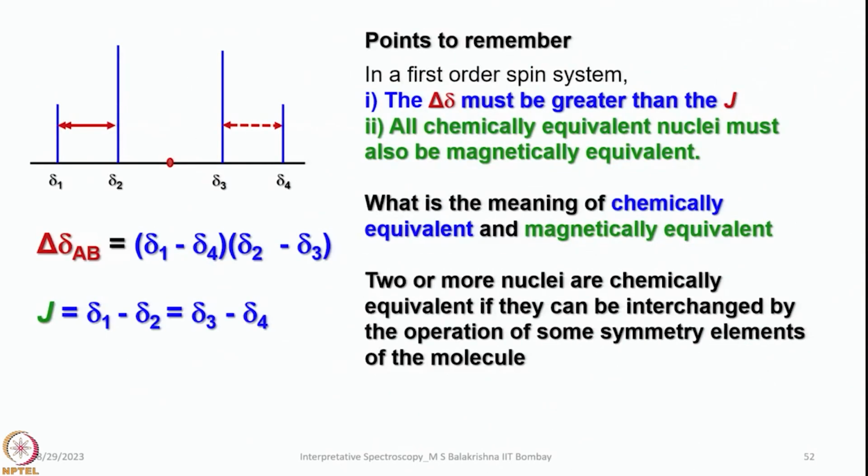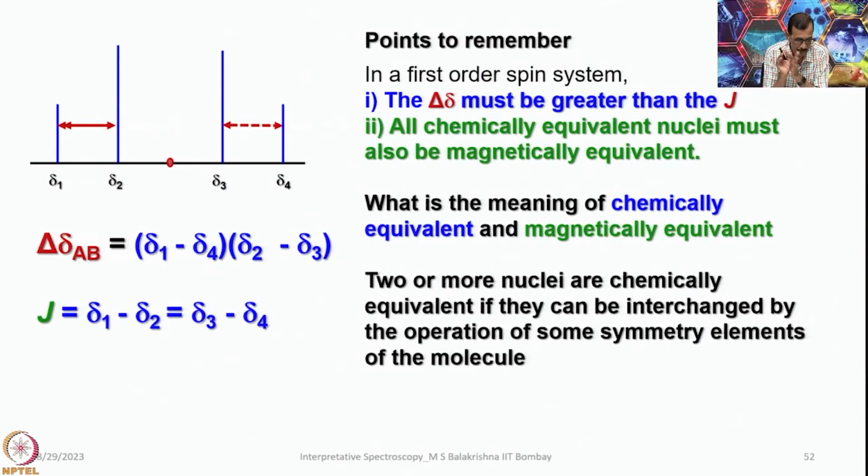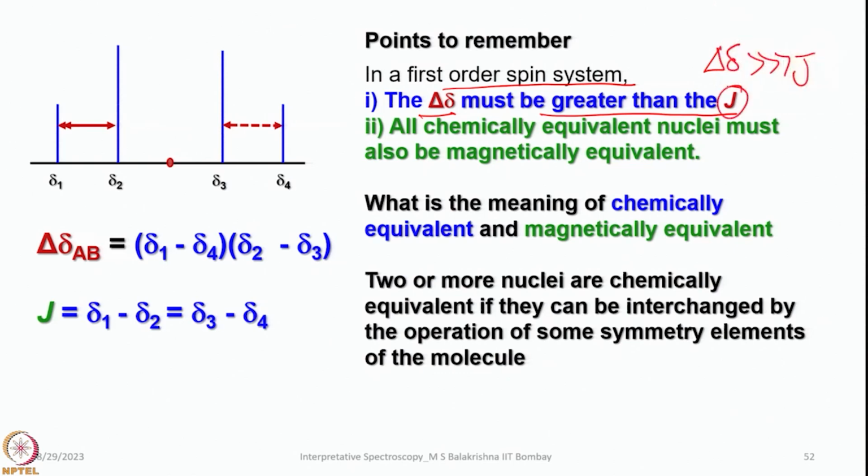A few points to remember in the case of second order coupling: in a first order spin system, delta must be much greater than J, not comparable to J. All chemically equivalent nuclei must also be magnetically equivalent. This is very important. In a first order spectrum, all chemically equivalent nuclei are also magnetically equivalent. That means if you are considering two geminal hydrogen atoms, they are chemically equivalent as well as magnetically equivalent.